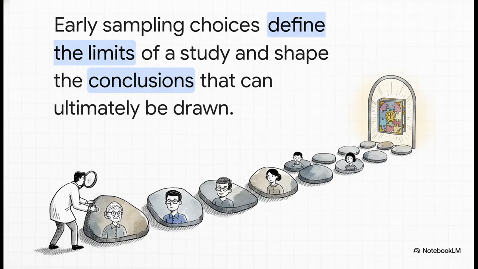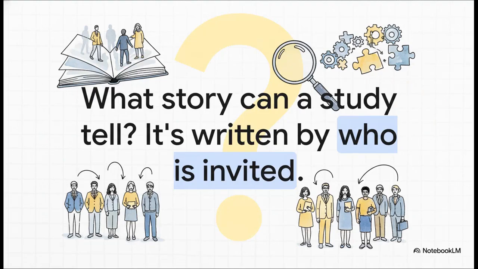In essence, these early choices about the study sample lay the foundation for absolutely everything that comes after. They actually determine the limits of the study itself, and they define the scope of the conclusions that can be made at the very end. Getting these choices right is what truly prepares a researcher for the entire journey ahead. In the end, what is the story a study will be able to tell? Well, that story is written, in large part, by who is invited to be in its pages.